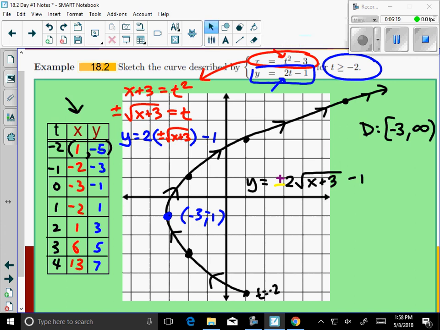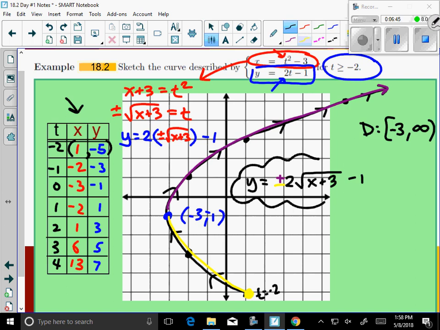Okay, now there's 2 stems to this. Where's the purple one? This upper portion. Where's the yellow one? This lower portion, right? Now the restriction on t will stop the graph right there. That's a parametric. That's our Cartesian form of that parametric right there. Boom, shock. But pretty much that was all of yesterday's lesson.